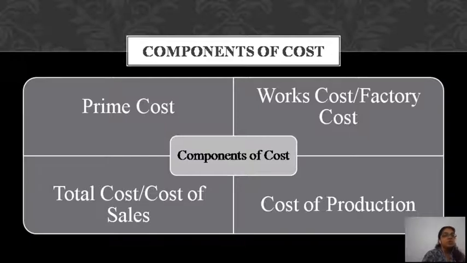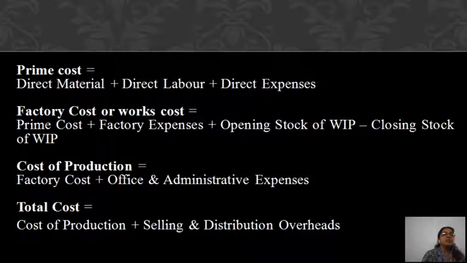The next one, components or elements of cost. There are 4 components of cost in a cost sheet: prime cost, works cost or the factory cost, cost of production, and total cost, also known as the cost of sales. The first component is the prime cost. If we define prime cost in one sentence, it is the total of all the direct expenditures. There are 3 types of direct expenditures: direct material, direct labor and direct expenses. When we add all these 3 direct expenses, we get the total which is known as prime cost.